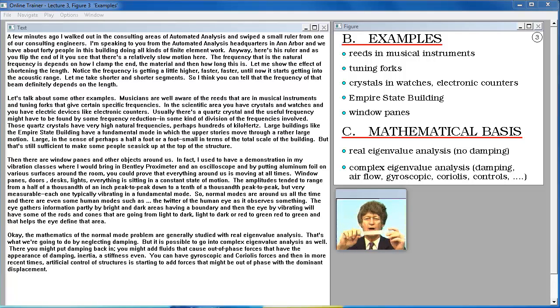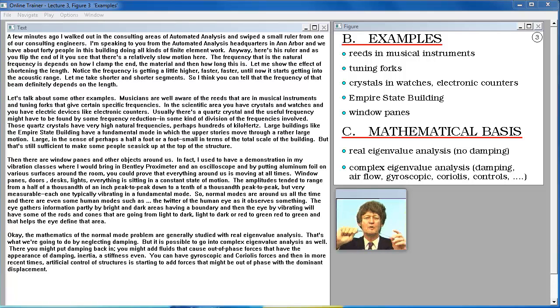A few minutes ago I walked out in the consulting areas of automated analysis and swiped a small ruler from one of our consulting engineers. I'm speaking to you from the automated analysis headquarters in Ann Arbor, and we have about 40 people in this building doing all kinds of finite element work.